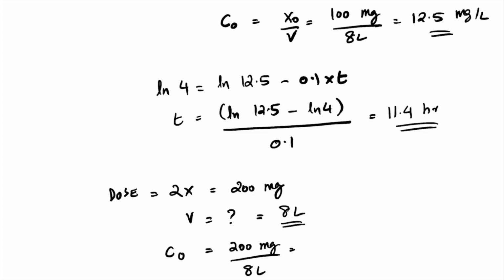Is 25 milligrams per liter. So you see the plasma level is going to be directly proportional to the dose. Twice the amount, twice the level; twice the amount led to twice the level.